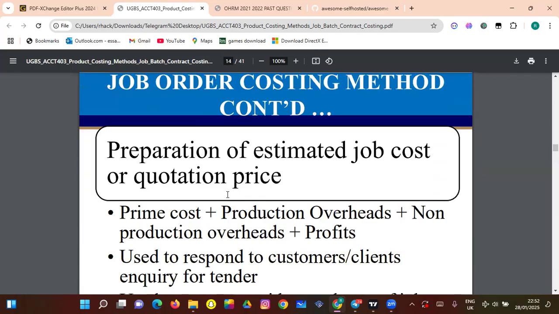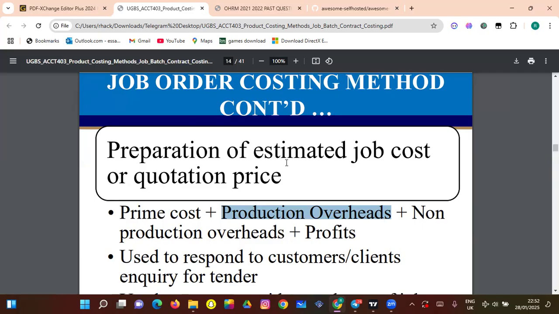Preparation of estimated job cost or quoted price. Whenever we are preparing our job costing, we look at the prime cost, which is the summation of all direct costs: direct material, direct labor, and direct expenses. Then plus production overhead, which consists of all indirect costs: indirect material, indirect labor, indirect expenses, plus non-production overheads, which can be selling and distribution or administrative overheads and so on. Then you add your profit to it.